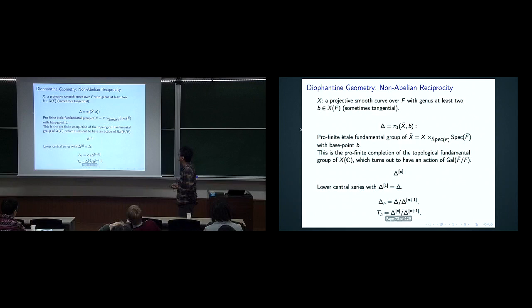And delta^N denotes the lower central series of this group. So superscript N will be the lower central series, and subscript N will be the quotient modulo the lower central series, and T sub N denotes this successive quotient, so these will then be abelian groups. They're topologically finitely generated abelian groups.